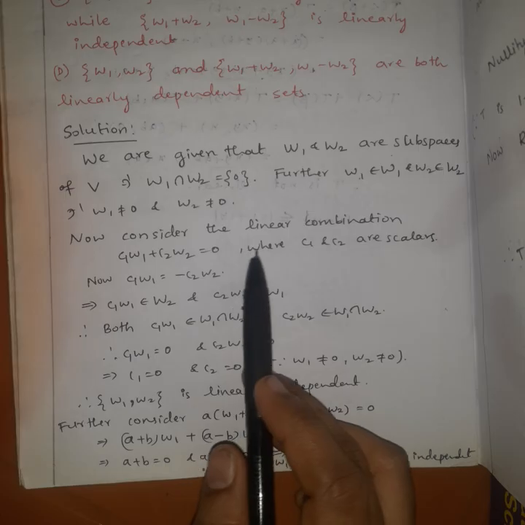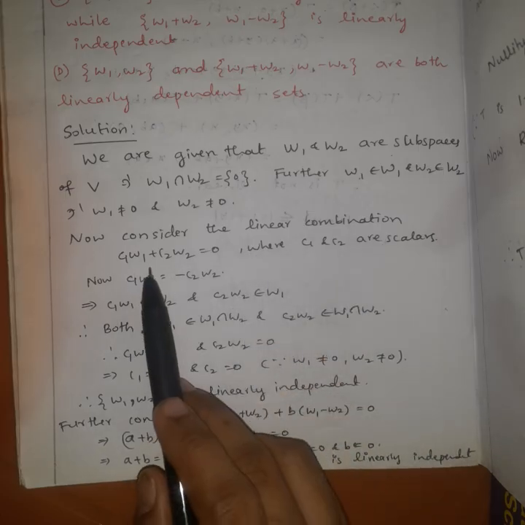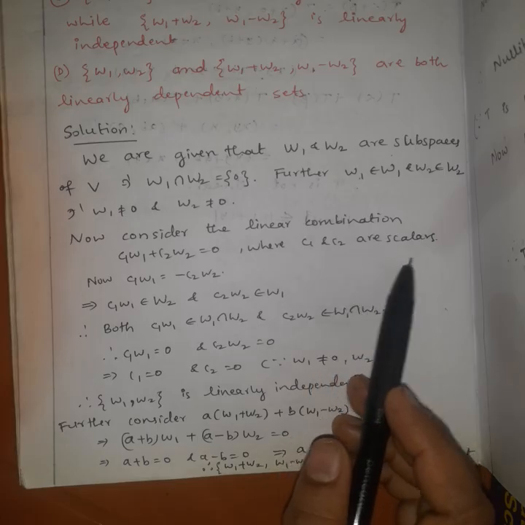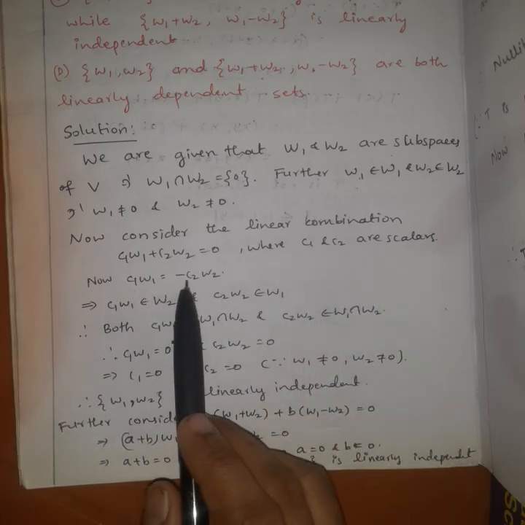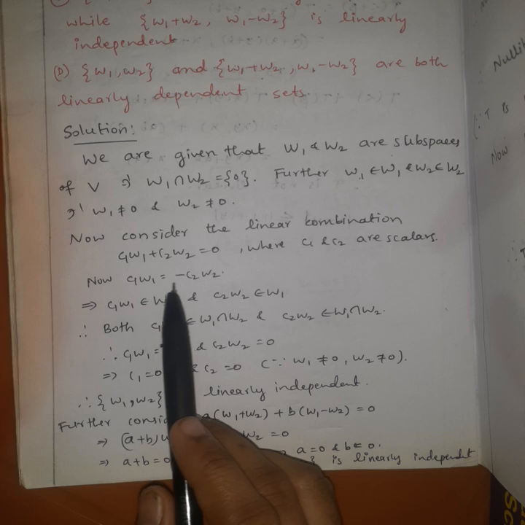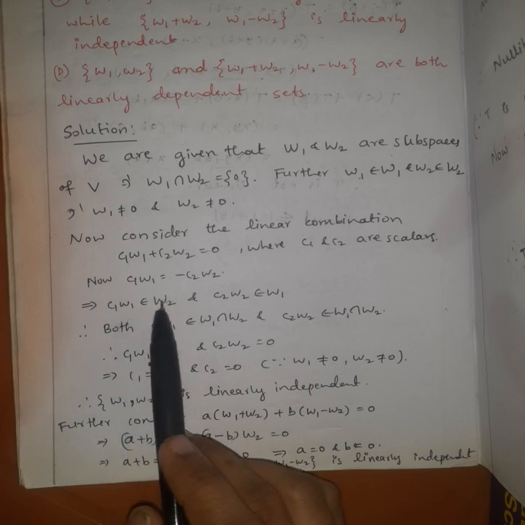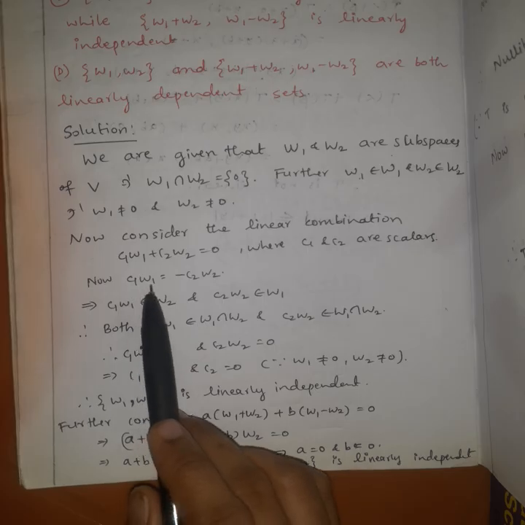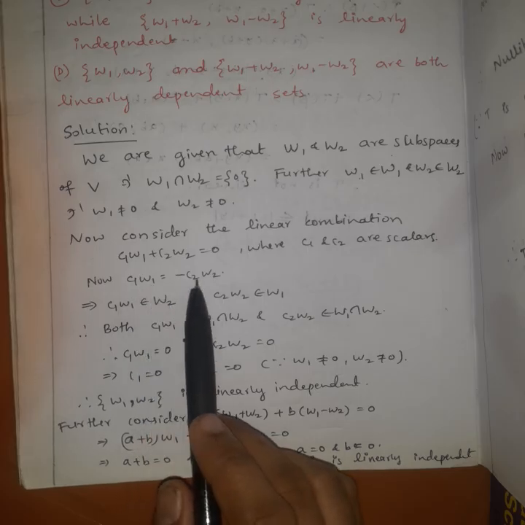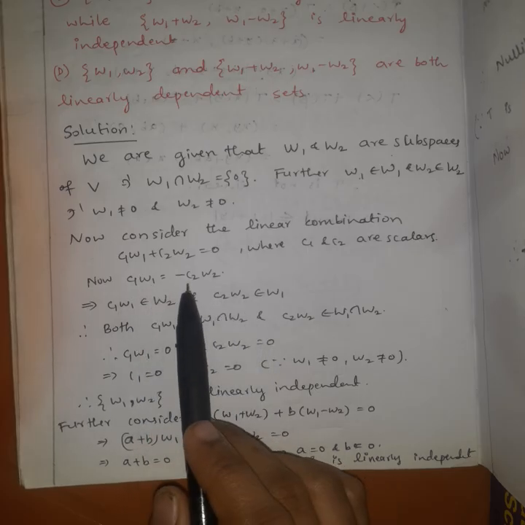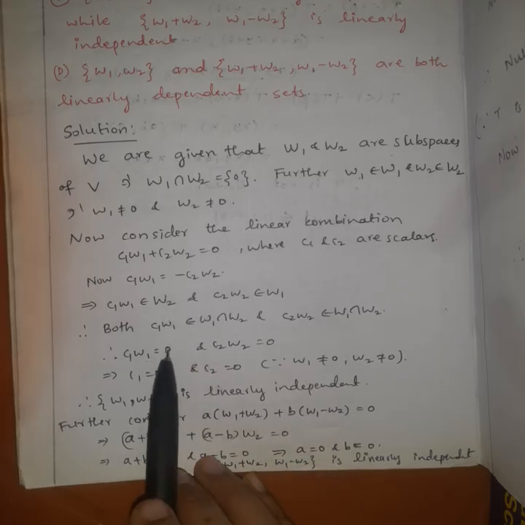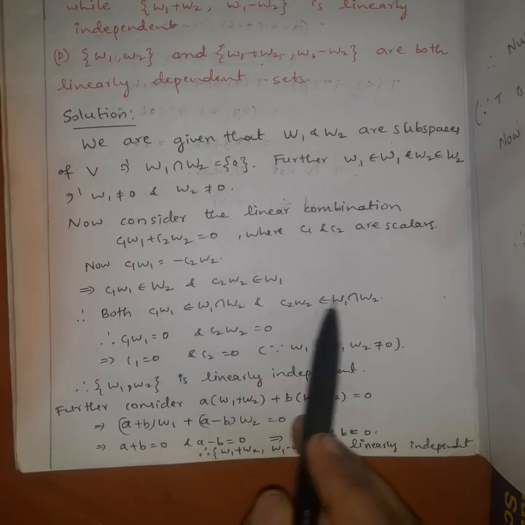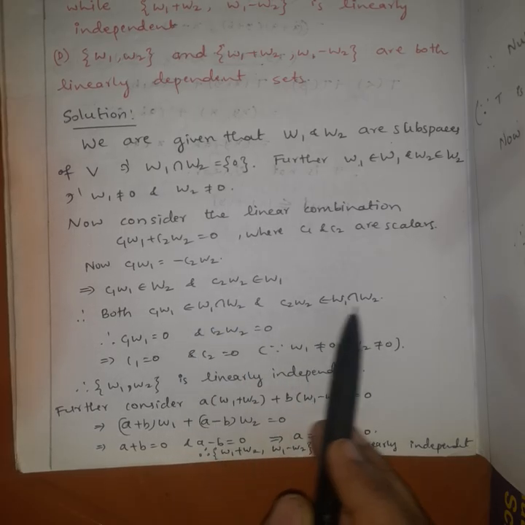For that, consider the linear combination c1 w1 plus c2 w2 equal to 0, where c1 and c2 are scalars. Now c1 w1 equal to minus c2 w2. So this implies that c1 w1 belongs to W2 and c2 w2 belongs to W1. Already c1 w1 belongs to W1 and c2 w2 belongs to W2 because W1 and W2 are subspaces. So therefore c1 w1 and c2 w2 both belong to the intersection W1 intersection W2.